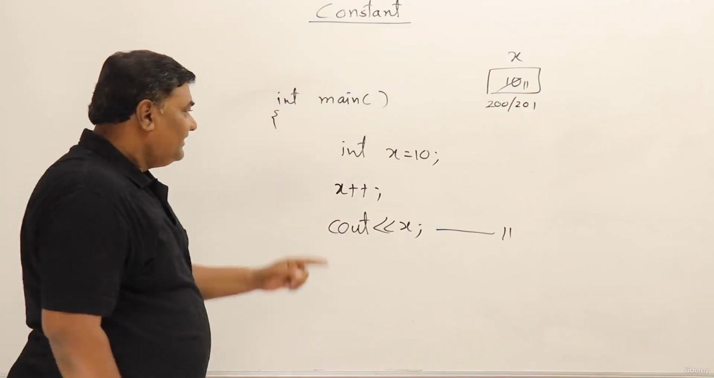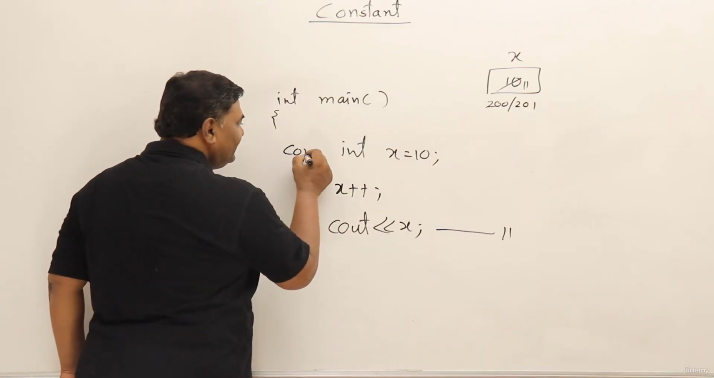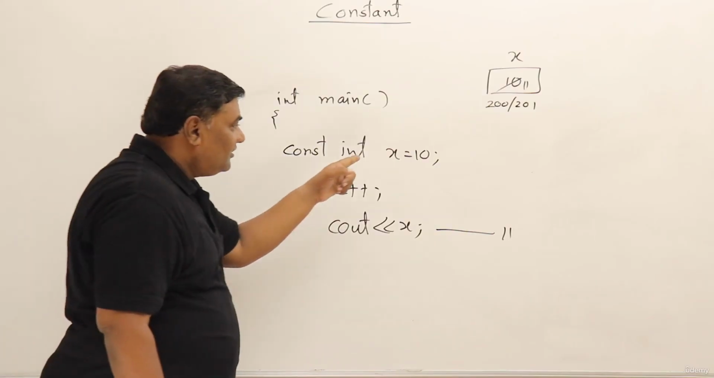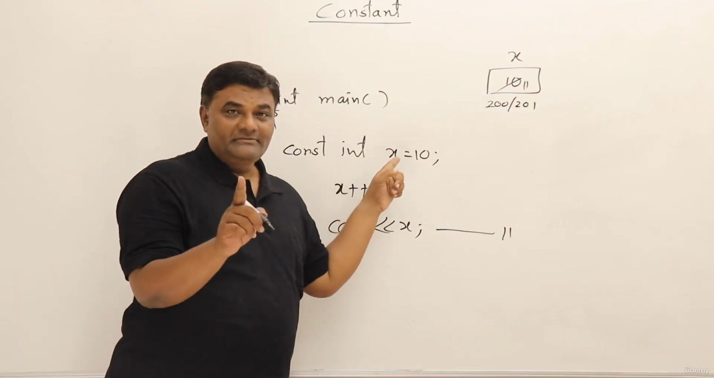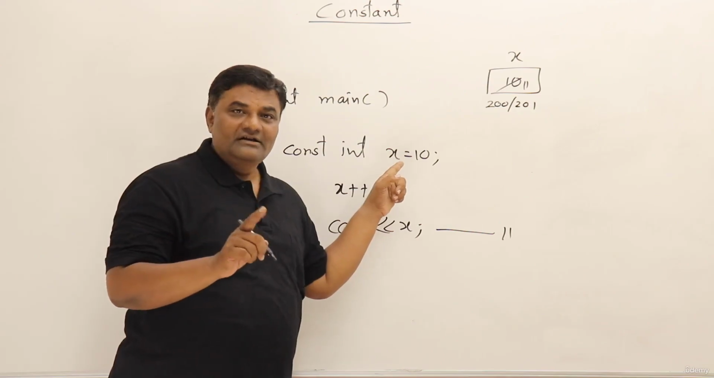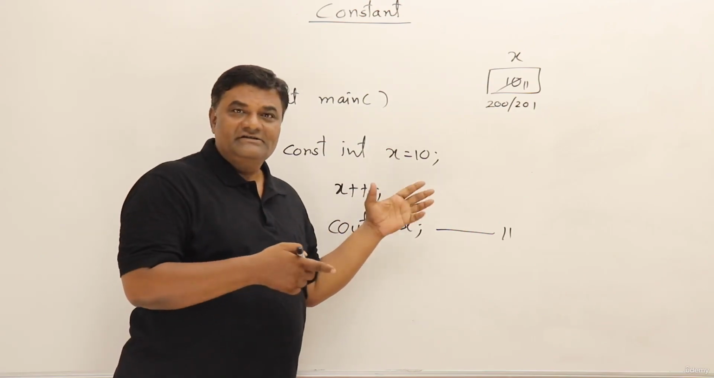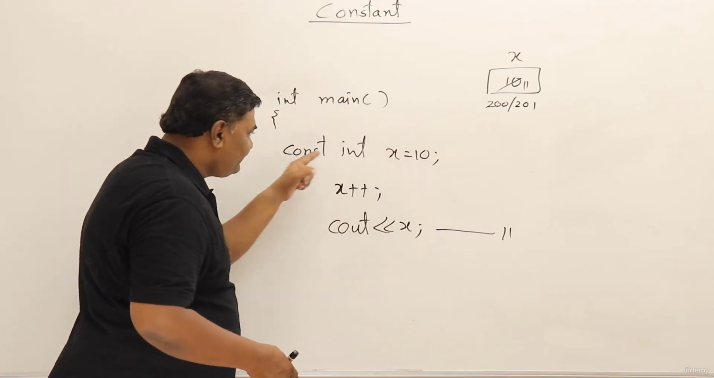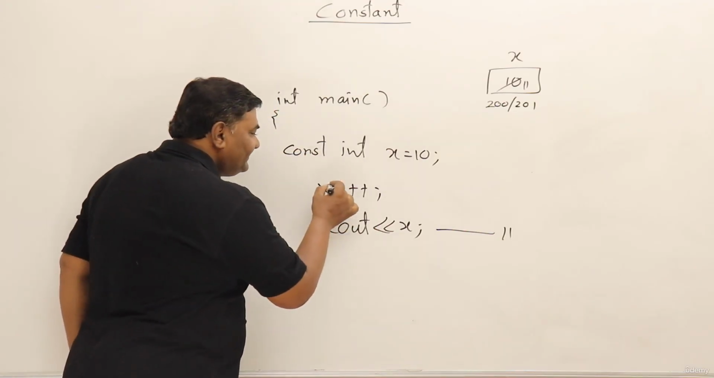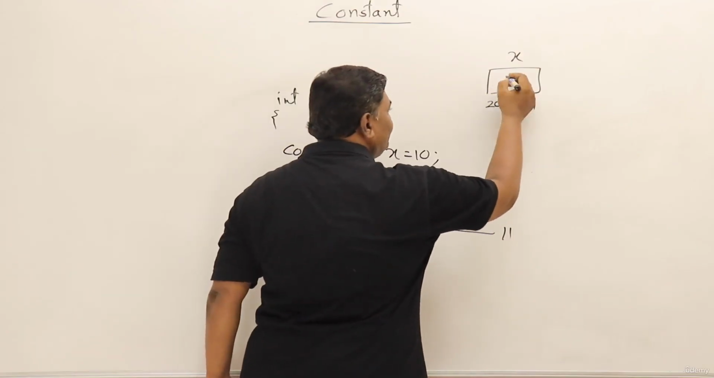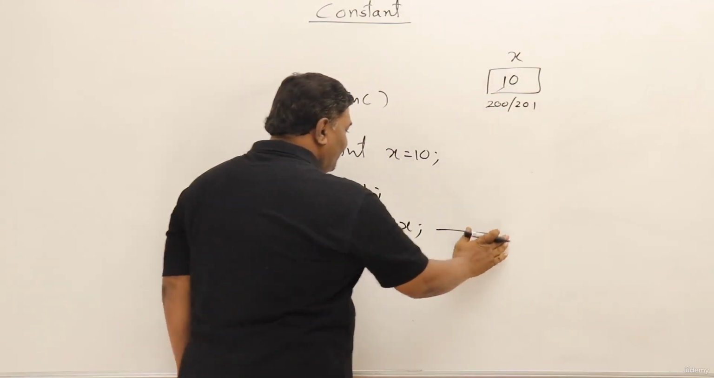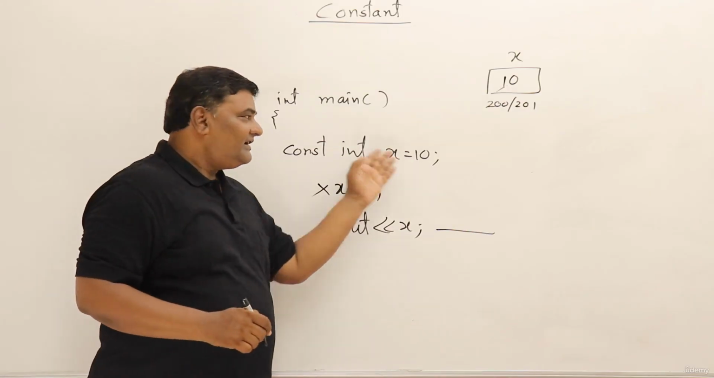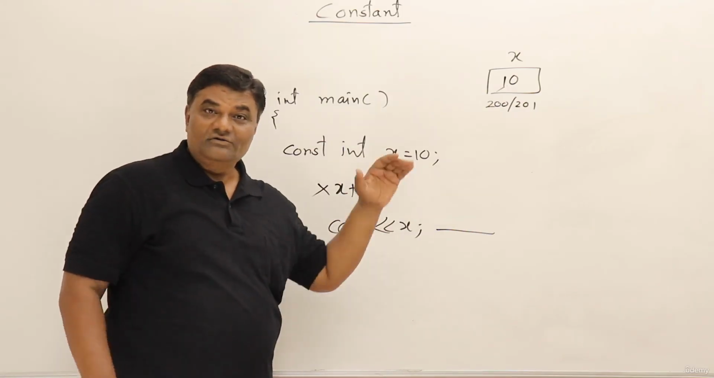Now constant. If I write const in front of this one, then this is a constant identifier. It's not a variable. Variable is also an identifier, but this is a constant, so it's an identifier, but not a variable. And when you say constant, you cannot modify it. So the value 10 cannot be modified at all, right? If you write this, you will get an error. So constant identifiers cannot be modified throughout the program.